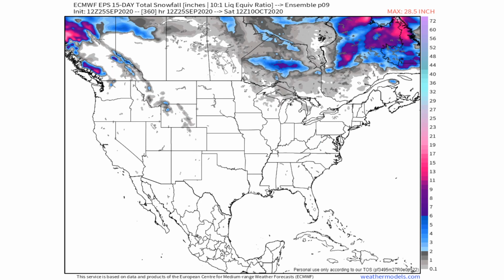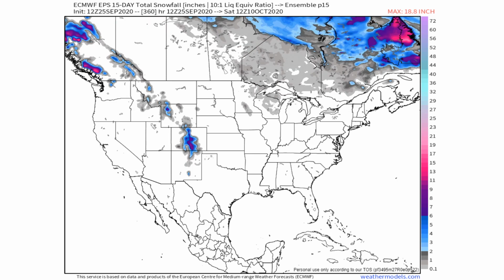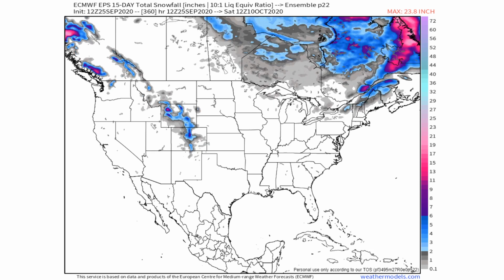Now, this would be ensemble number 9, and this is going only through October 10th, so this is not going through all of October, just October 10th, so 15 days out, and we're looking at some snowfall there for the northern Great Lakes. Let's go to another one, ensemble number 15, and we see more snowfall for the Great Lakes there. Here would be ensemble member 22, and we have a similar snow event for parts of the northern New England regions and the interior northeast, and this is again only by October 10th.